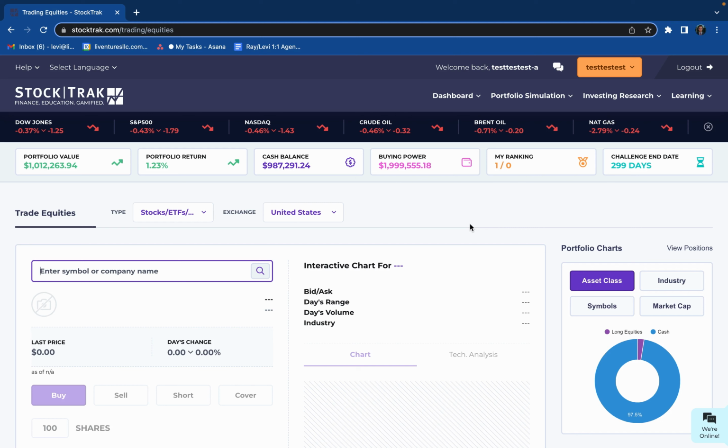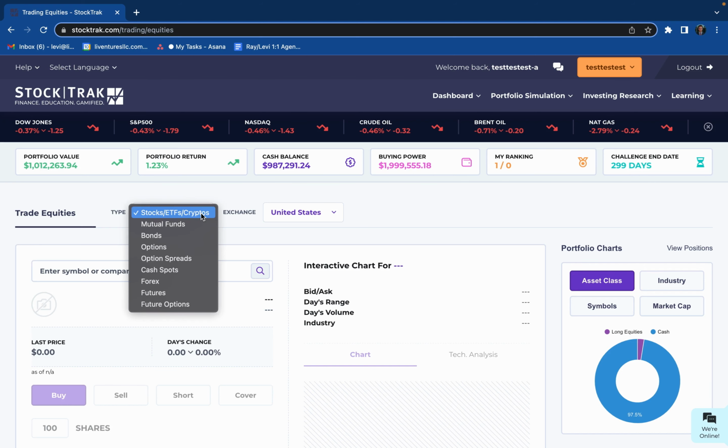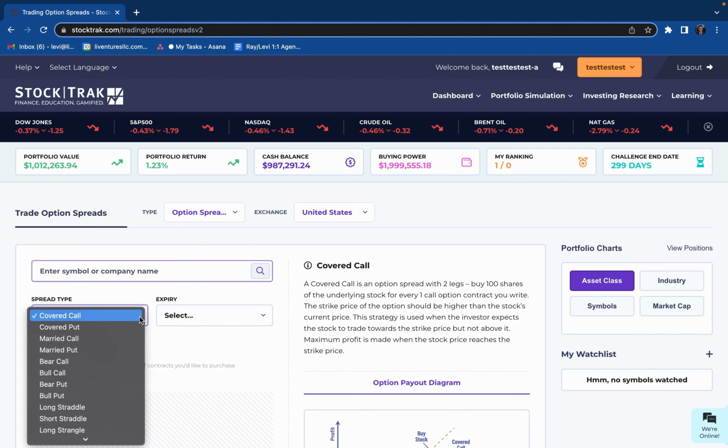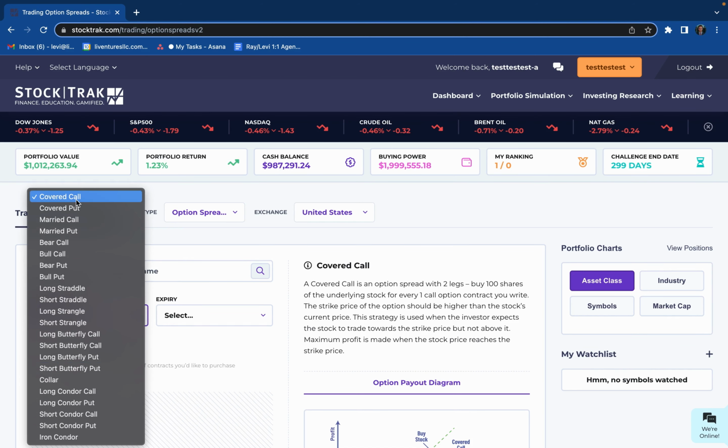To trade option spreads on your Stock-Trak account, simply navigate to the trading pit here, and under this drop-down menu, select Option Spreads. There are many different types of option spreads, and you'll be able to select those from this drop-down menu here. We have a total of 23 different option spreads you can choose from, and the great thing about this new feature is that each option spread comes with a description that tells you exactly what the strategy is and how to execute it.